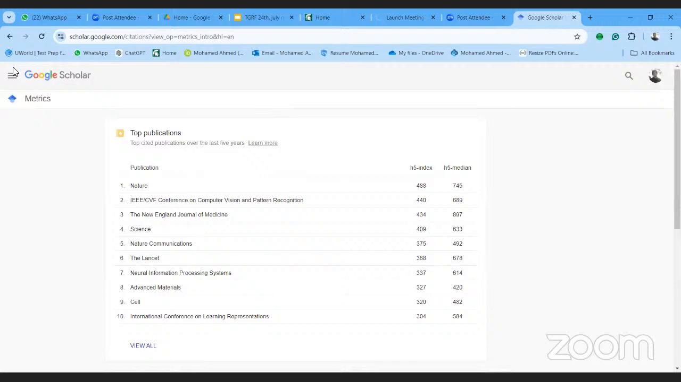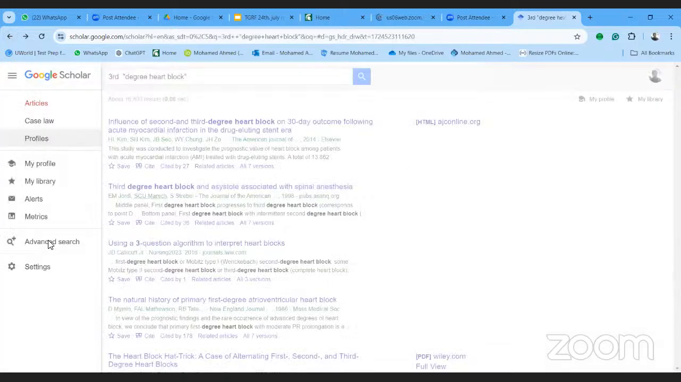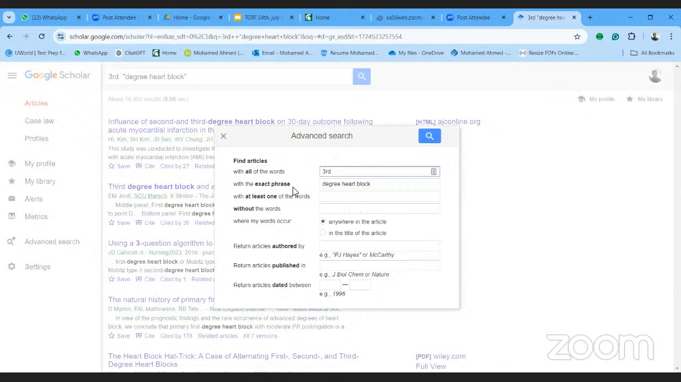The second option, I may say, is the advanced search window. I hope my screen is still alive. So you have these options that will help you refine the way that you search and narrow your search area.